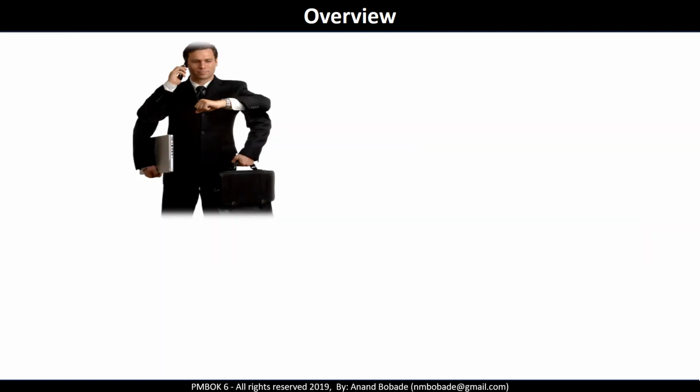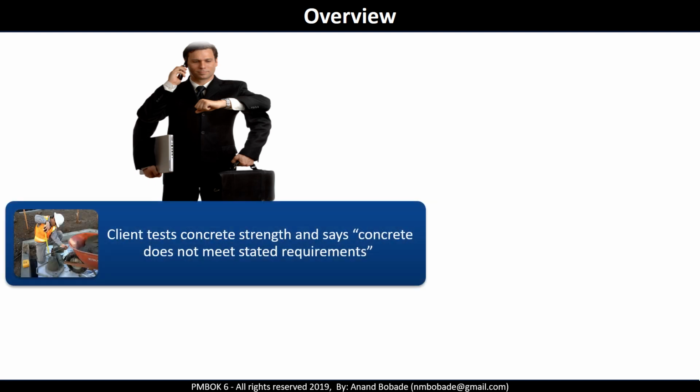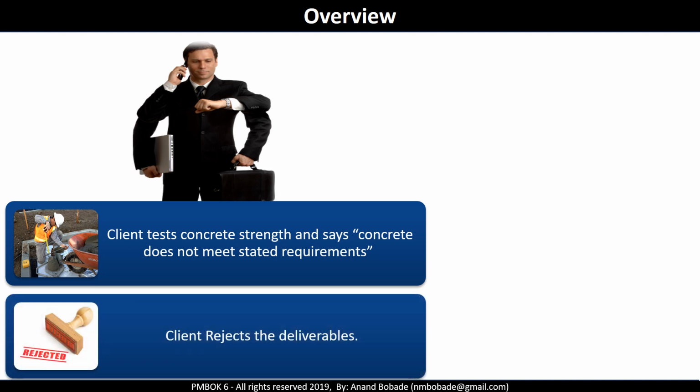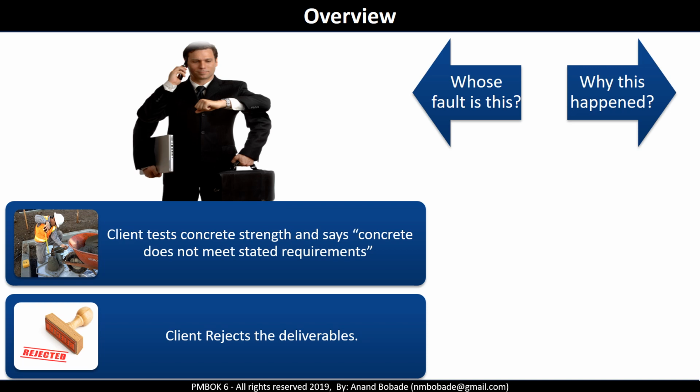Let's understand why we need quality planning through an example. Imagine you are working on a construction project. You are halfway through the construction of the building. The client tests the concrete strength and says the concrete does not meet stated requirements. The client rejects the deliverable. This is a big issue for a project manager as you need to get business acceptance to move forward. And the business is in no mood to give you the acceptance. How will you manage this situation? Whose fault is this? Why did this happen?